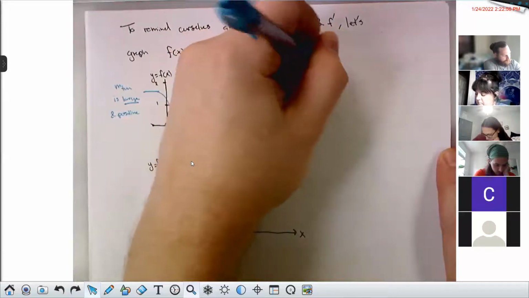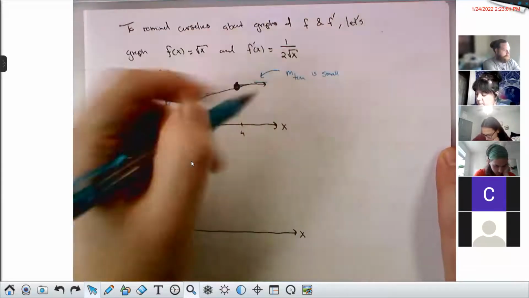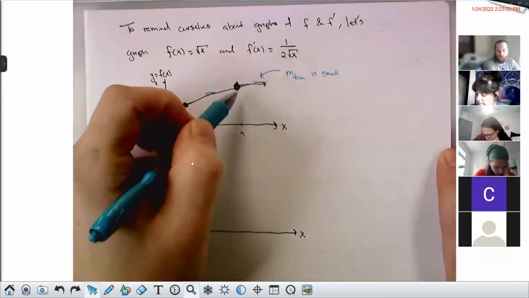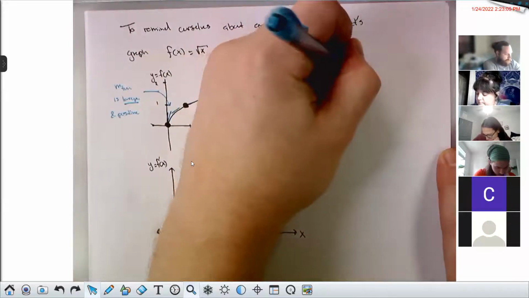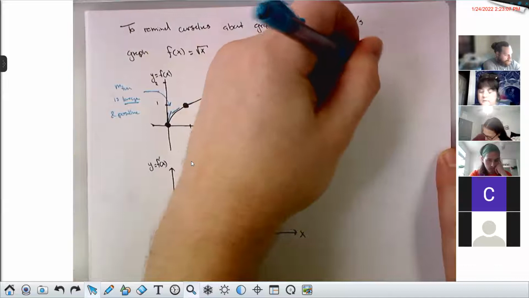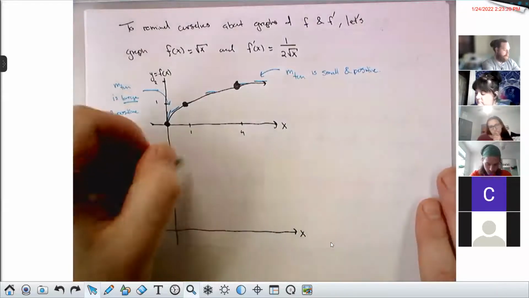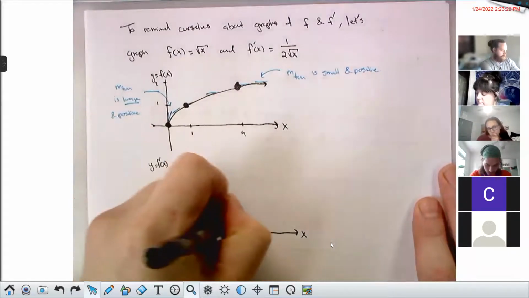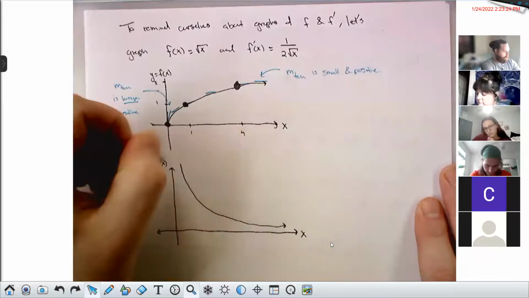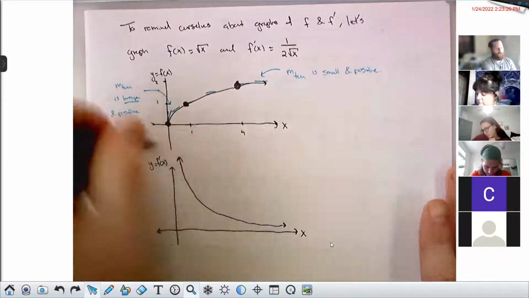Out here, m tan is small, right? These are very shallow lines. Their slopes are quite close to 0, small and positive. So the graph of my derivative should have y values that are very large and positive close to 0, and y values that are very small and positive far away. Something like this.